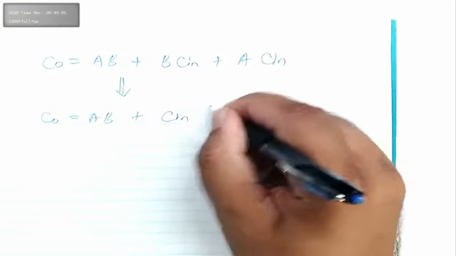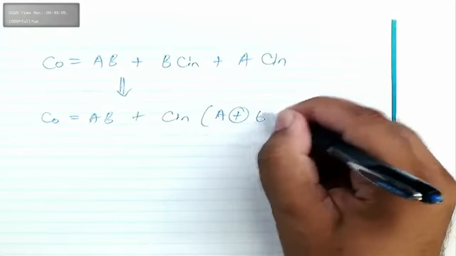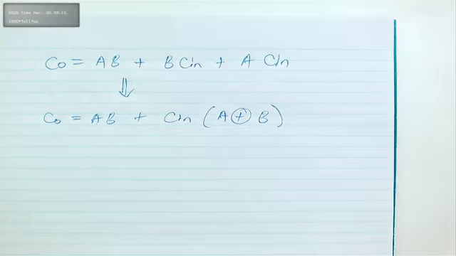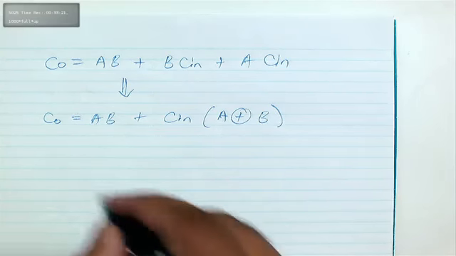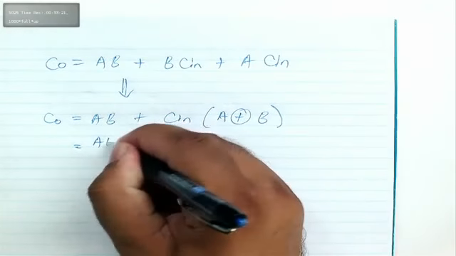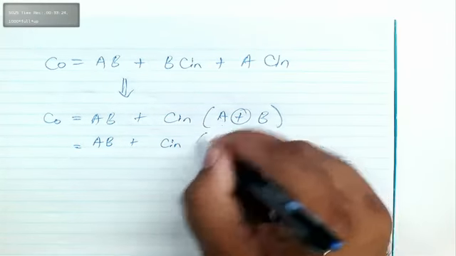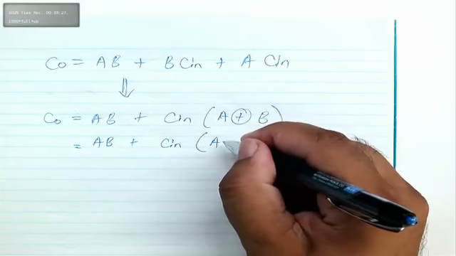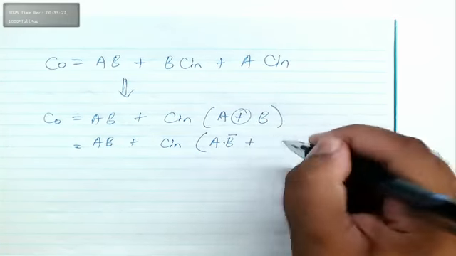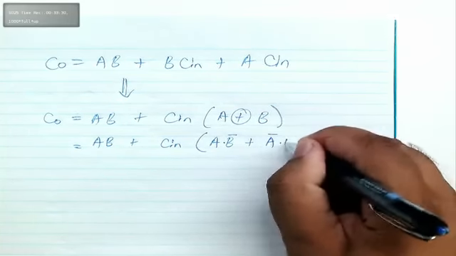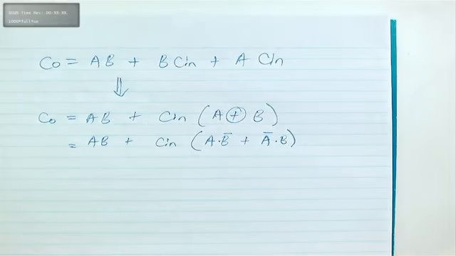Because of the XOR. If we have an XOR, the definition of XOR would be A bar B, or A B bar.